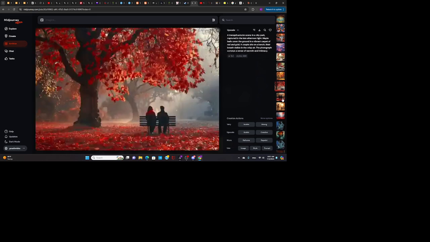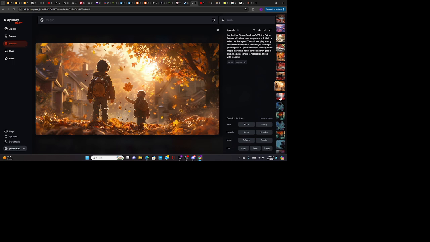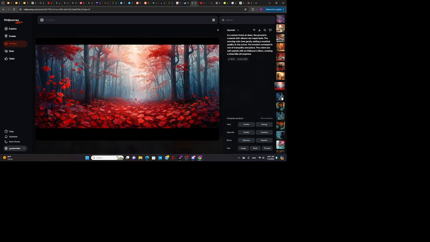Here's a couple of ones featuring a couple with maple leaves, and I thought these were very nice compositions, with this one more close up. And then I think this is the last one here. Maybe there's one more. That was a cinematic one. I think this was the last one to show.